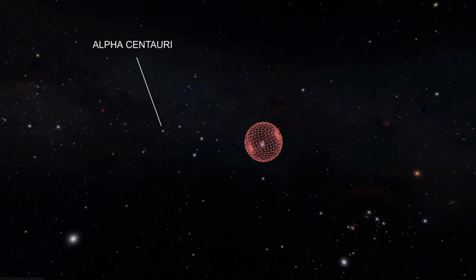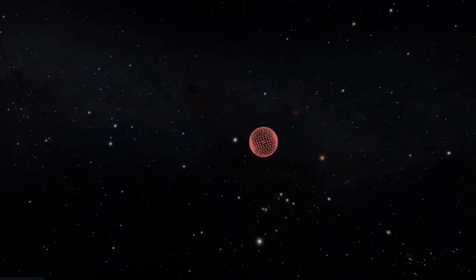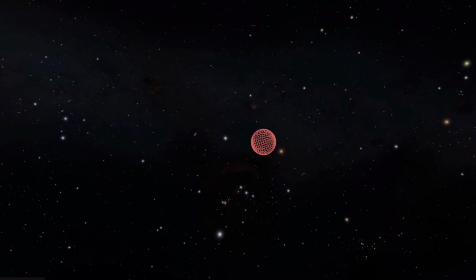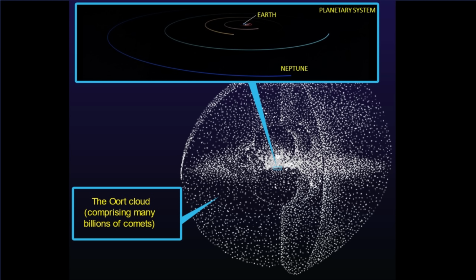Again, there is Alpha Centauri, and we will use this orange sphere, which represents the theoretical Oort cloud, to show the extent of our solar system. The Oort cloud is an immense, spherical cloud surrounding our planetary system and extending approximately 1 light year from the Sun. It's 1 or 2,000 times larger than the orbit of Neptune. And for those of you wondering, this is how far Voyager has made it.